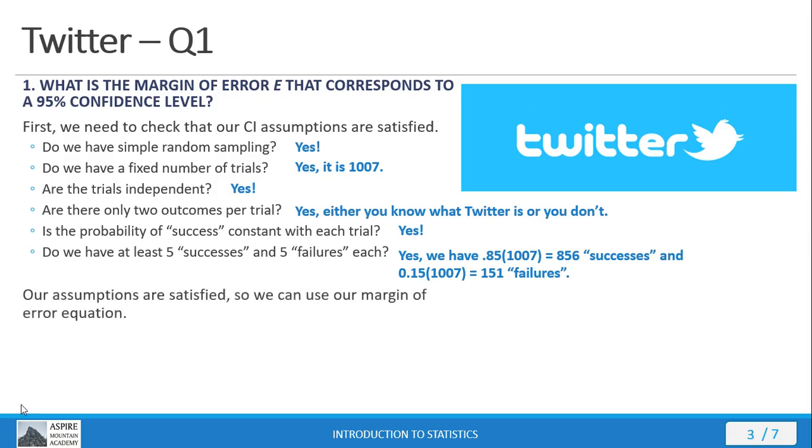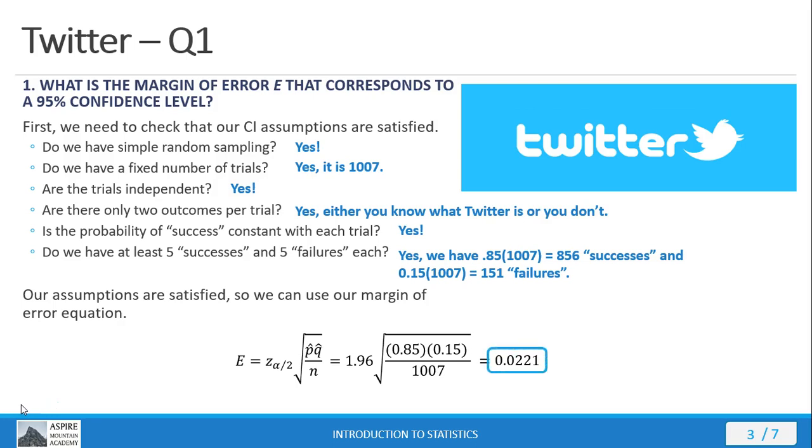That means all of our assumptions are satisfied, so we can use the margin of error equation that we learned in a previous mini lecture. Here's our margin of error equation. We substitute in the values for our particular problem, and out comes 0.0221. Note that the z-score 1.96 comes from our 95% confidence level, which corresponds with a 5% significance level. So 0.0221 is our margin of error.